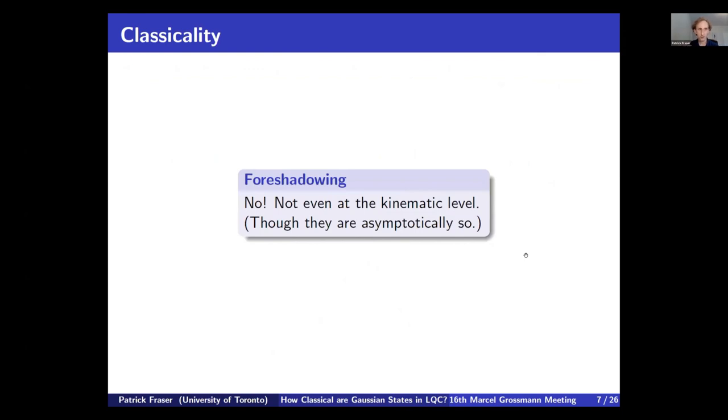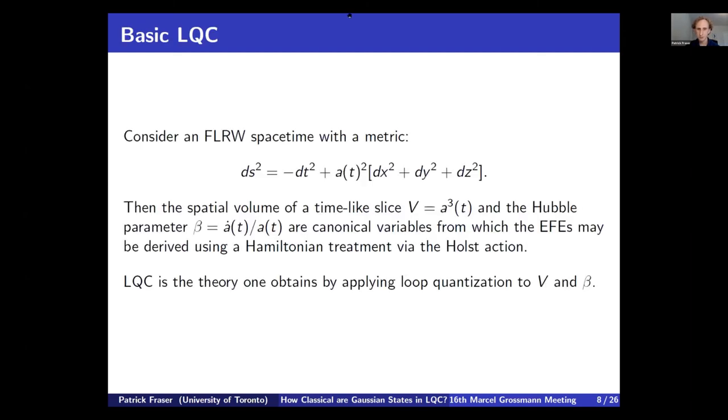Now, if I were to just leave it there, it might seem as though I'm somehow challenging the possibility of there being some sort of semi-classical sector in loop quantum cosmology. That's not the goal of this. In fact, it'll also be shown that Gaussian states are asymptotically semi-classical in the relevant sense. So you can get as close to being semi-classical as you'd like. They're just not exact.